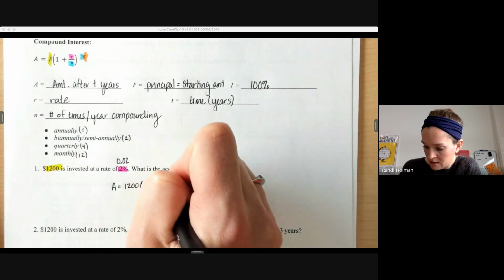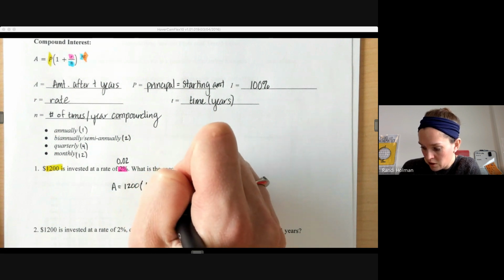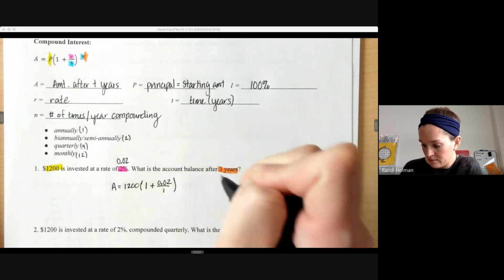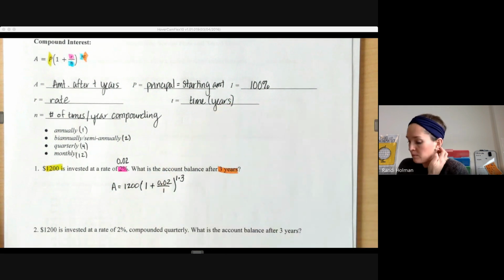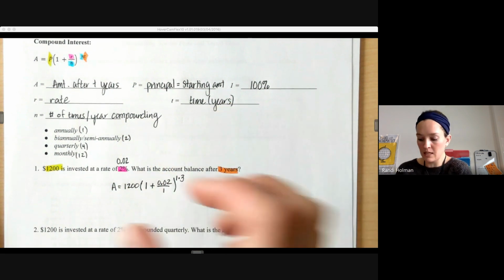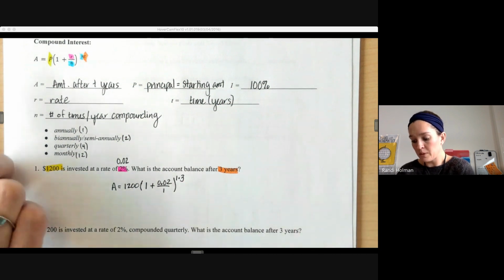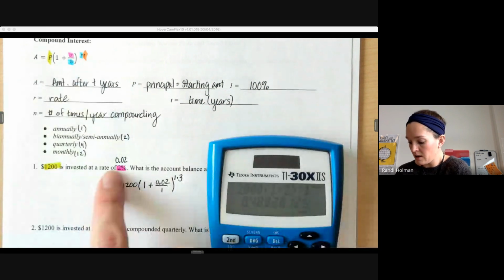1 plus 0.02 divided by 1 to the 1 times 3. Okay, so we have all those different pieces. It doesn't tell us, so we're going to assume it's annually. Okay, you can just put this directly into your calculator just like that.